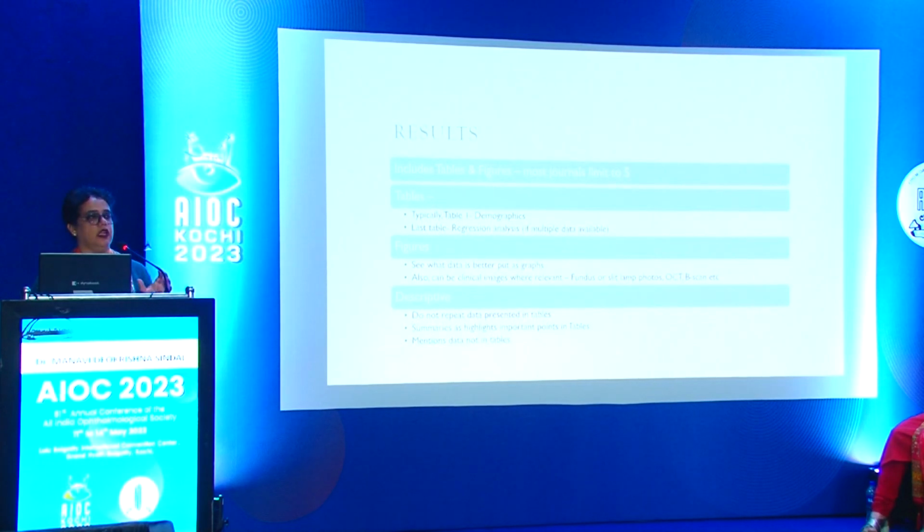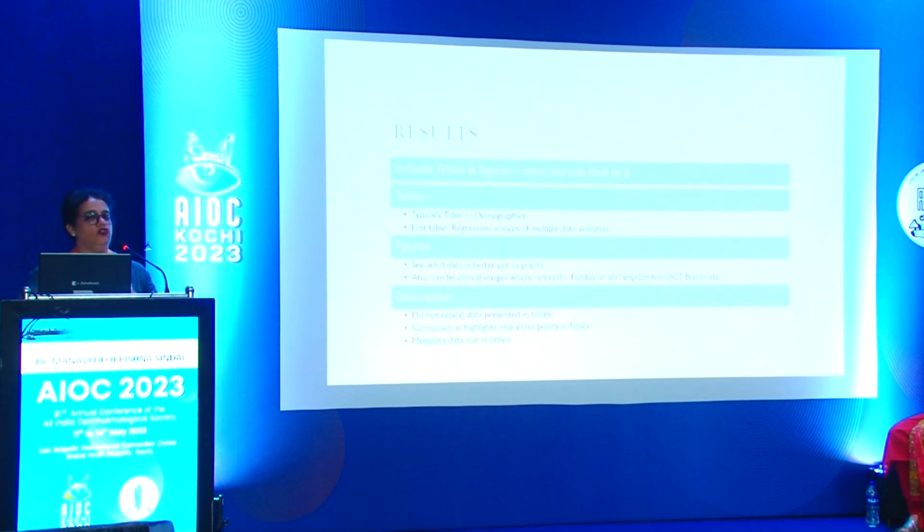In tables, typically table 1 is used to represent demographic data, and most of the time the last table would be some kind of regression or logistic analysis, depending upon what data is available. You utilize figures to show data. Some kinds of data are better shown as graphs or diagrams, and that can be done with this. Or you can also obviously have your clinical images, your fundus photos, your slit lamp photos, OCT images, B scans, depending on what your paper addresses.